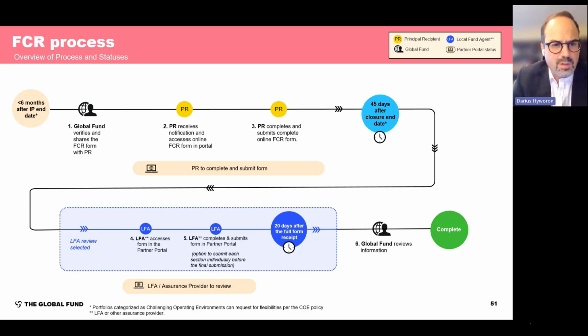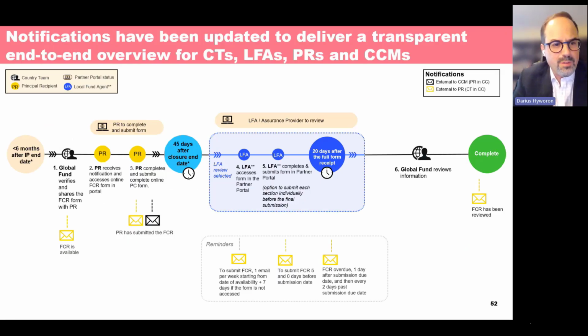So this is the overview of the FCR process. I think we've talked already about the first part of this, the PR receiving the notification and completing the online form. This is due 45 days after the closure end date. In this case, it would be 45 days after June 30th. Then it goes to the LFA review.